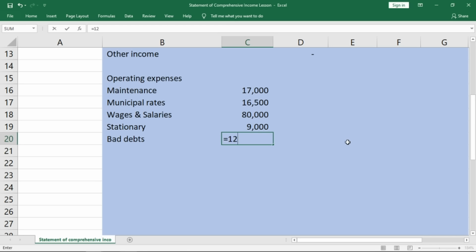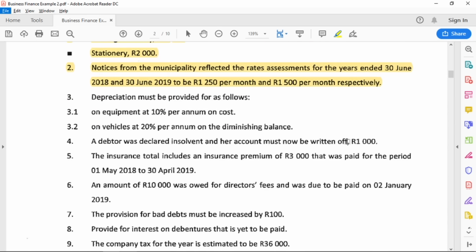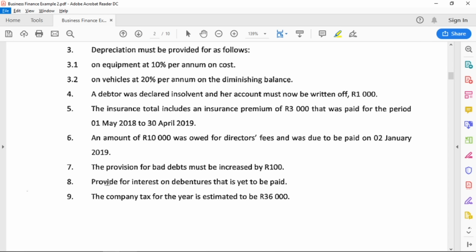So we take 12,000 plus 1,000, and then you usually don't stop there. You also look for notes on the provision for bad debts, or on the allowance for doubtful debts, or allowance for credit losses. Those are the same things. It's just the new name that they are using, allowance for credit losses. So we are told that the provision for bad debts must be increased by 1,000 Rand. Now we have done quite a number of videos on bad debts and provision for bad debts, or allowance for credit losses. So if you'd like to check those ones out for a thorough explanation, you can find the links in the description below, or the link in the top right of the screen. You can click on that one.